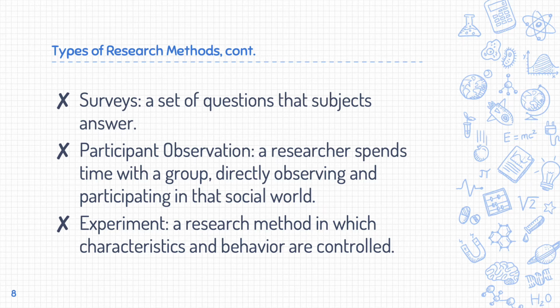The second of the 5 methods is participant observation. This is where a researcher will spend time with a group, directly observing and participating in that social world. The researcher will then draw conclusions based on the experience they had in that social world.